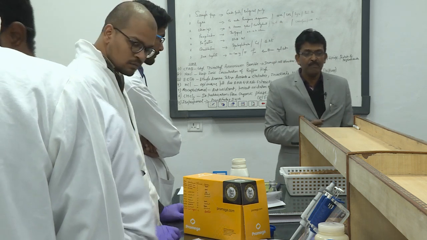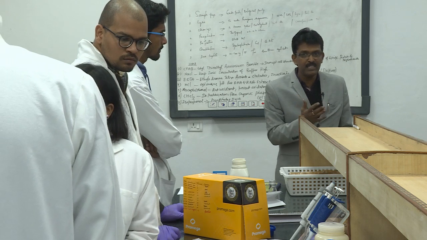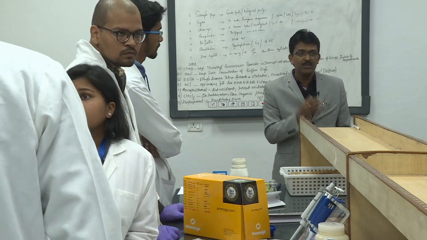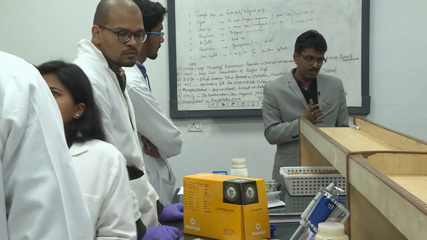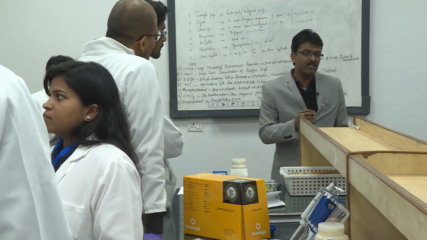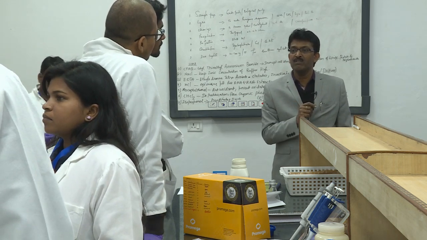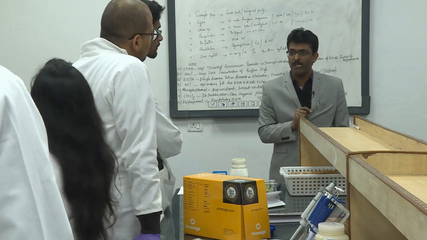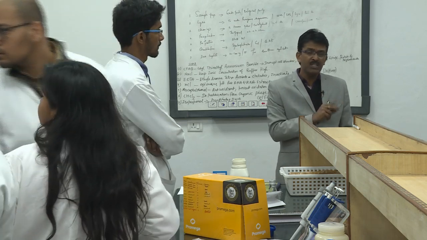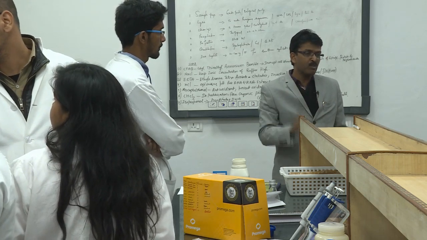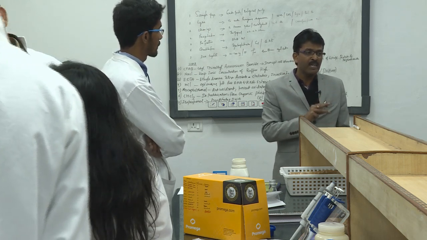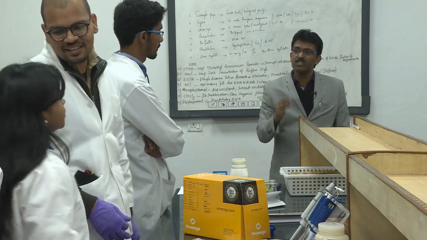260 by 280 ratio. What I experience, I can tell you. If the reading is less than 1.6, you take it for granted it has protein contamination. If it is more than 1.8, most of the time it is attributed to phenol contamination, which comes from the environmental sources, right? And we have a remedy also. If it is less than 1.6, you go for one more round of chloroform isoamyl alcohol treatment. Try to remove as much protein as possible and try to reach the value which is 1.6 to 1.8.